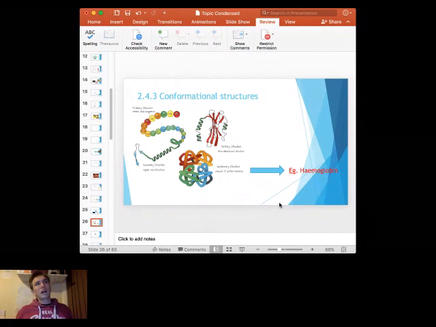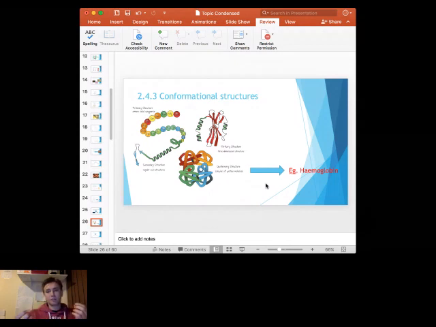We can describe the structure of proteins using specific language in the IB. In general, proteins can be described under 4 different categories. You can have what's called the primary structure, the secondary structure, the tertiary structure, and the quaternary structure. And you have to be able to describe what the difference is between all these structures.